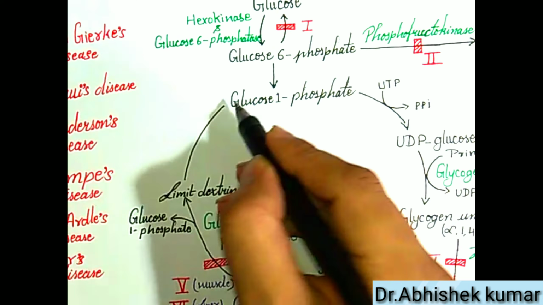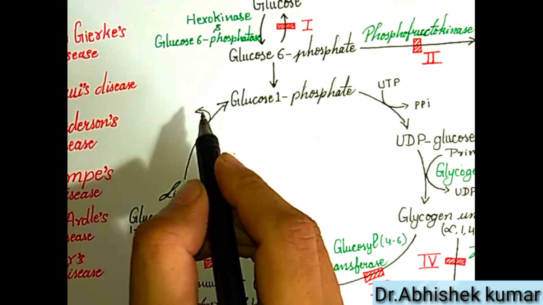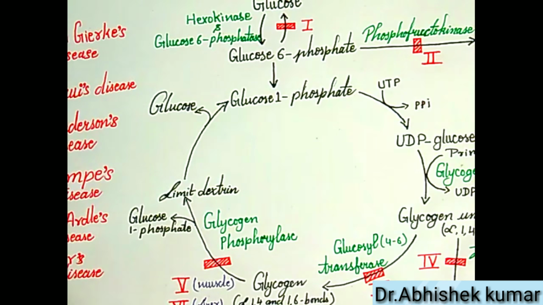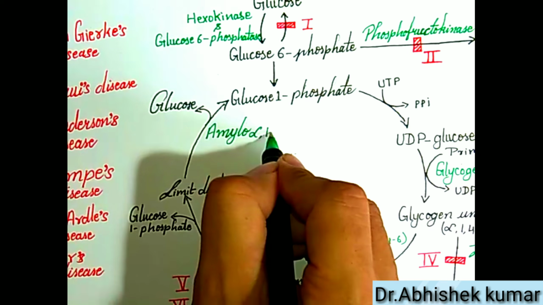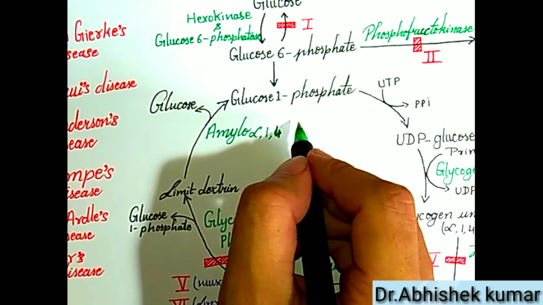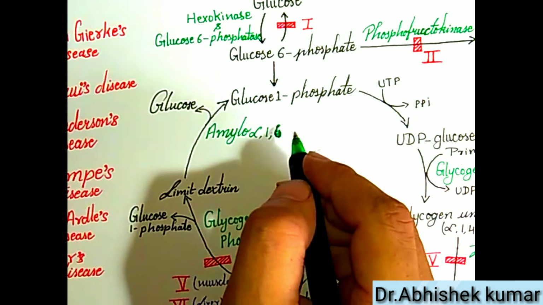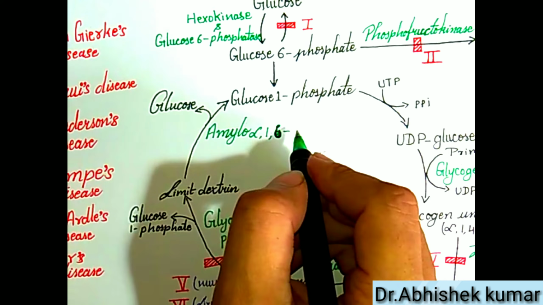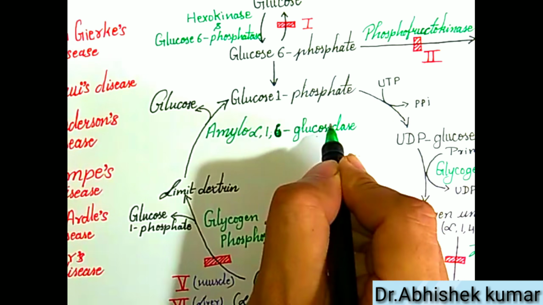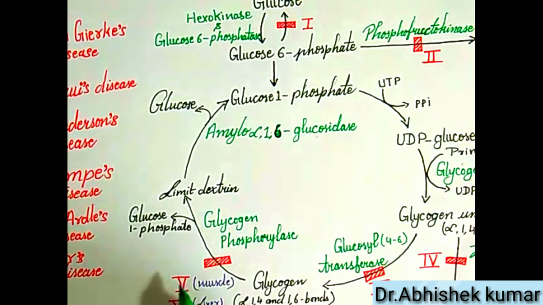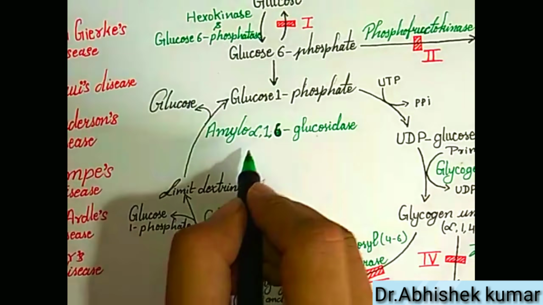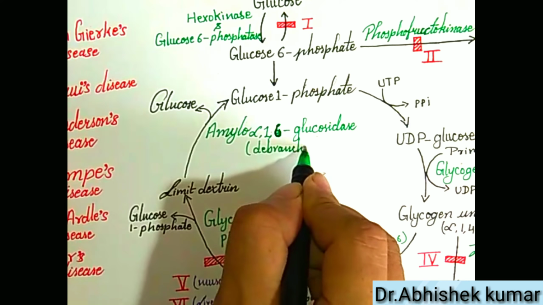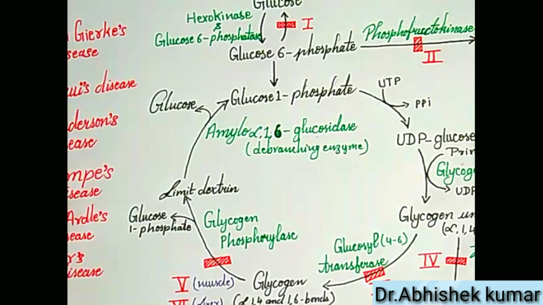Now the limit dextrin will convert into glucose phosphate and release free glucose. Here the enzyme amylo alpha 1,6 glucosidase is used. It is also called the debranching enzyme.